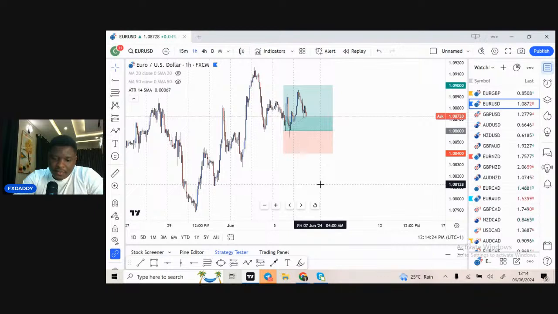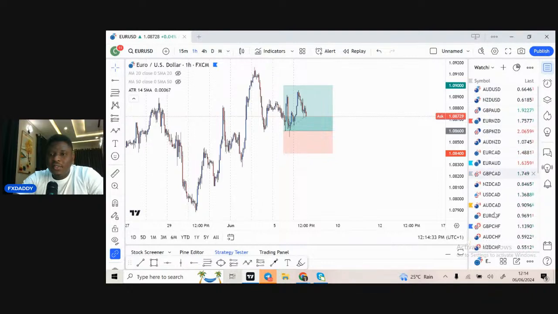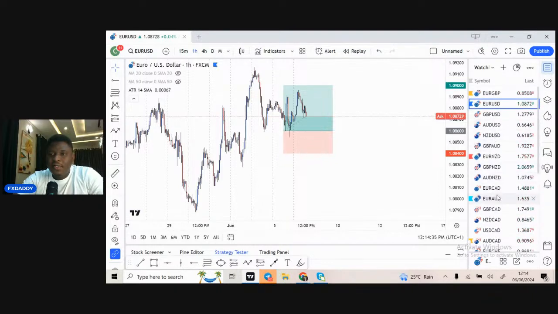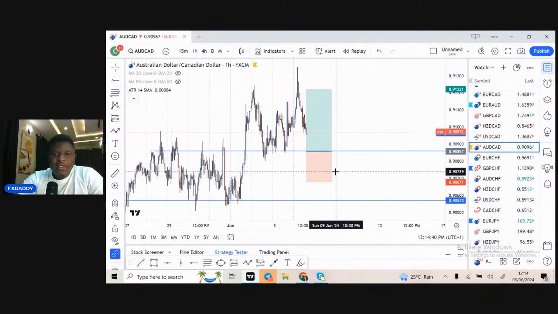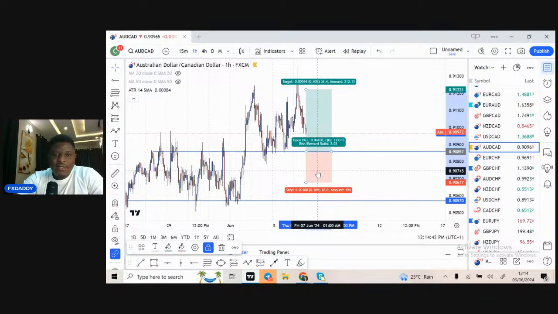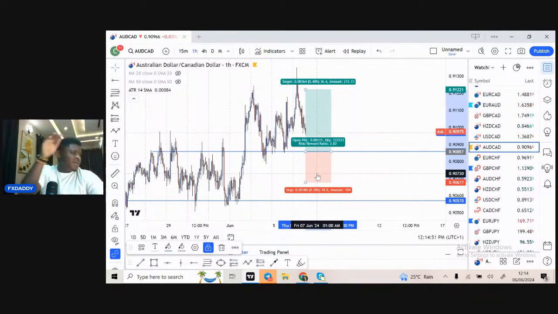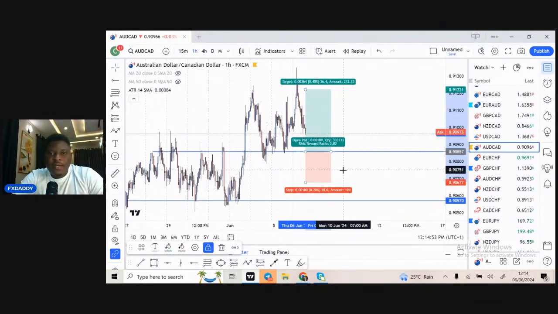And then let's check on AUDCAD. Let me give you guys the entry on AUDCAD. I really want to see how this AUDCAD plays out, because I'm very positive that this is a very good setup for us to enter on AUDCAD. So let me give you guys the entry.